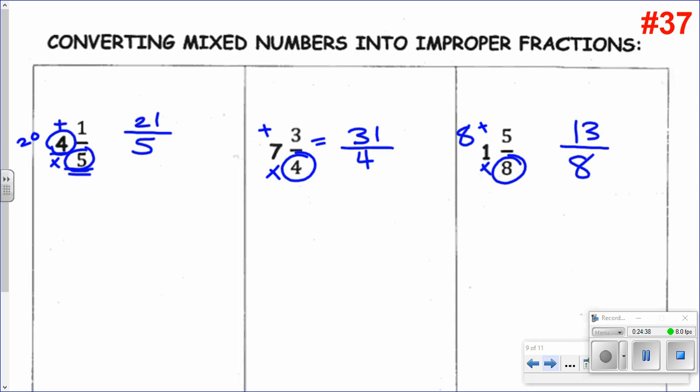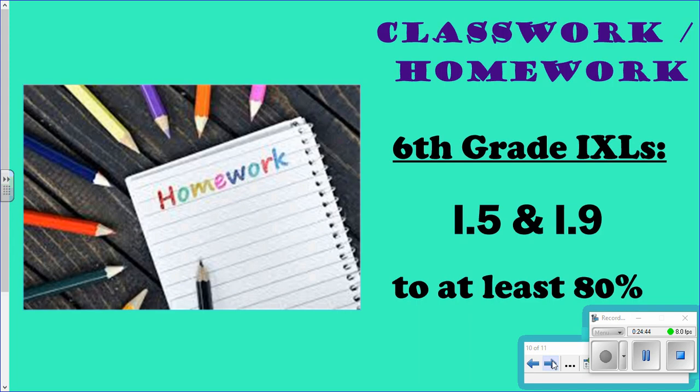All right. So for your homework, you're going to be doing some converting on IXL. So hopefully you have a pretty good handle on this. I think you guys are going to do wonderful. So you're going to go to IXL. You're going to click on 6th grade. So be careful because I know sometimes I give you 7th grade IXL. So make sure you're in 6th grade or you're going to do the wrong one completely. So you're going to do two different ones. You're going to do I-5 and I-9. And I want you to get at least an 80%.